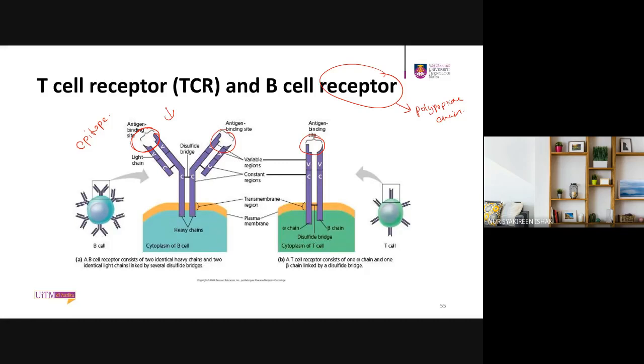Kenapa kat sini dia cakap apa? Heavy chains and also light chain. So kat sini chain dia terdiri daripada dua jenis chain. Okay, yang identical. So this is the heavy chain. So this is the light chain. Okay, sama juga. Tapi kalau T cell receptor consists of one alpha chain. So yang panjang sikit ni alpha chain, yang pendek sikit adalah beta chain. Kenapa panggil dia chain? Sebab dia adalah polypeptide chain. Okay, so both of these chains are linked together. Dia diikat oleh disulfide bridge.